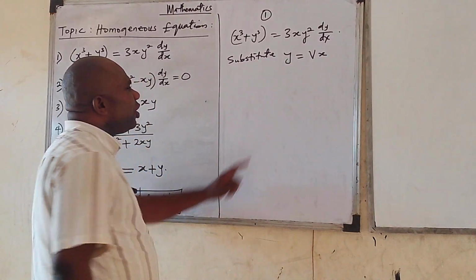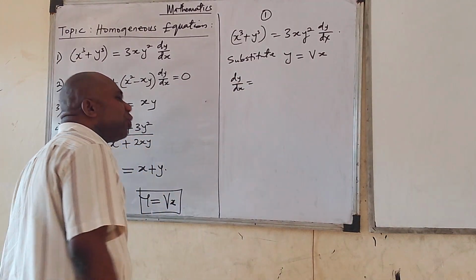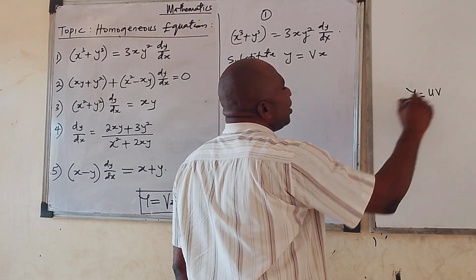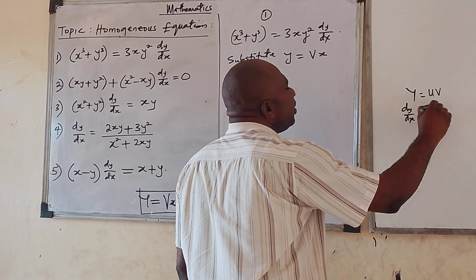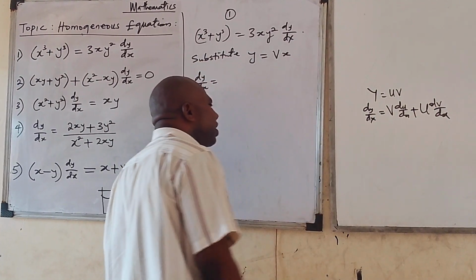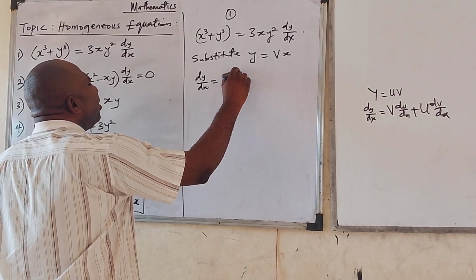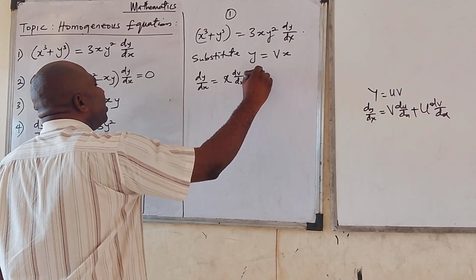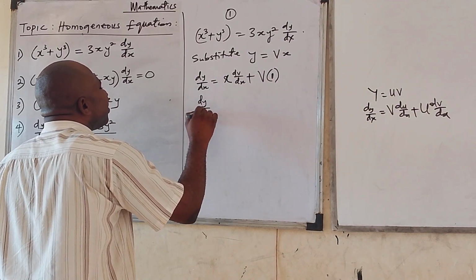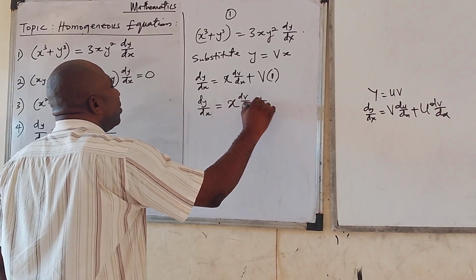Now, let's look at this. If y is equal to vx, let's see dy over dx. Now, remember the product rule, where we said if y is equal to uv, then dy over dx is v du over dx plus u dv over dx. So here, applying the product rule, you pick x, then here we have dv over dx plus v. Now when you differentiate x, we have 1. So dy over dx will be equal to x dv over dx plus v.